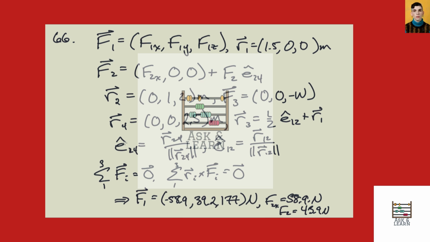When we solve for those 5 unknowns using those 5 equations, we find that F1 is minus 58.9 newtons in the x direction, 39.2 newtons in the y direction, and 177 newtons in the z direction. The force against the wall is 58.9 newtons, in the positive x direction, as we'd expect. And the tension in the cable is 43.9 newtons, and again that goes from point 2 to 4, so it's positive also, as you would expect.